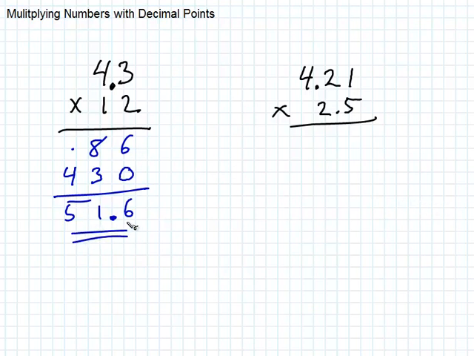Does that make sense? Is that reasonable? Well, let's look at this with rounded numbers. This is sort of a good way to check things. This number is a little bit bigger than 4. This number is pretty close to 10. If that were 4 times 10, I'd get 40. And this is close to 40, it's 50.